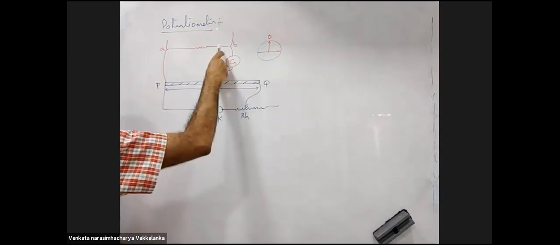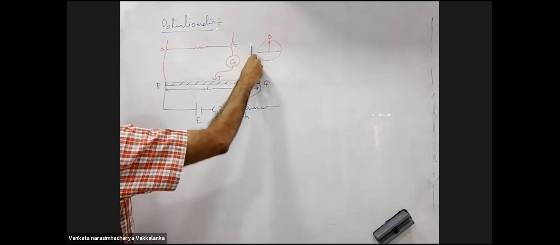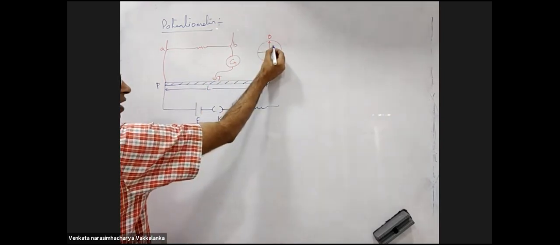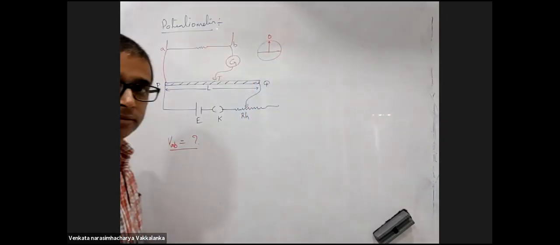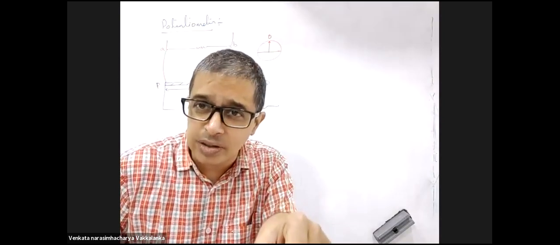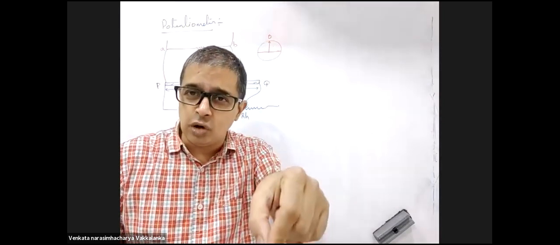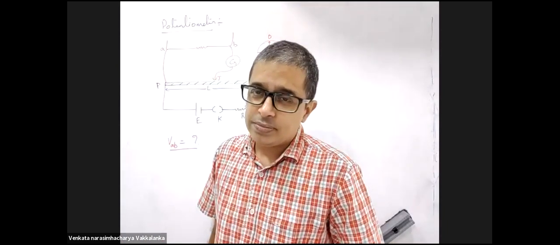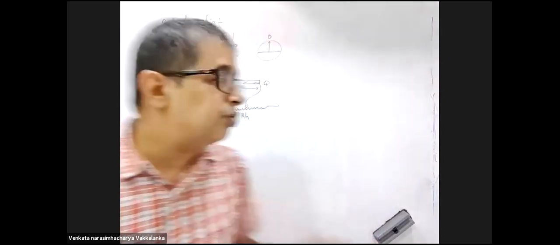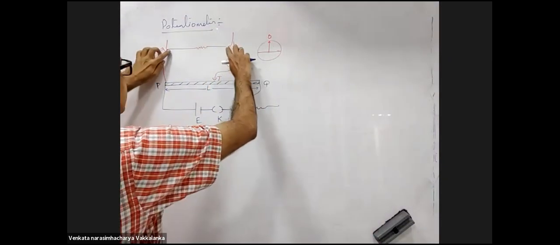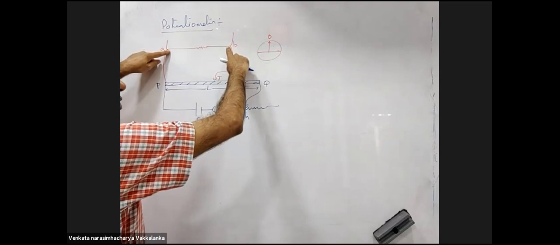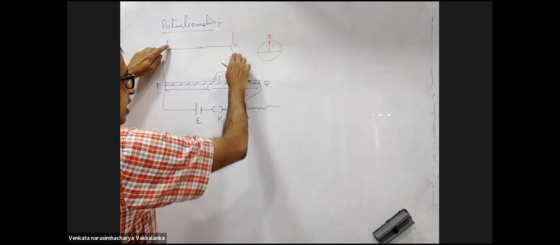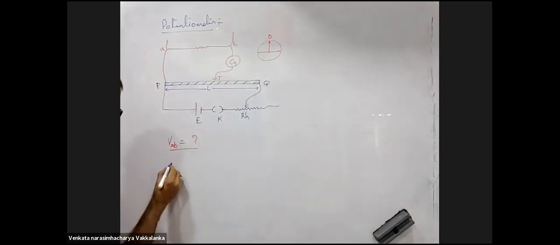Now using this jockey, I will pick it up, place it, pick it up, place it at different points on the wire, and I will find the null deflection. I will find that point on the wire on which I should place the jockey, for which the galvanometer will show zero deflection. If the galvanometer shows zero deflection, it's not taking any current from here.